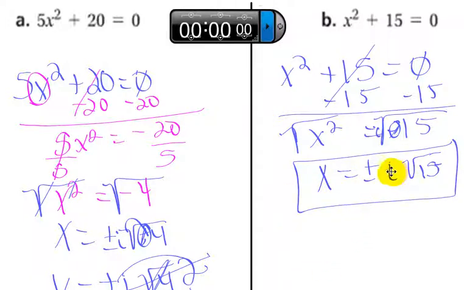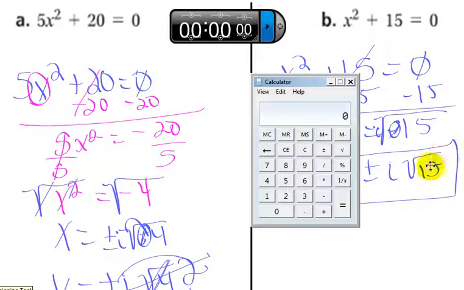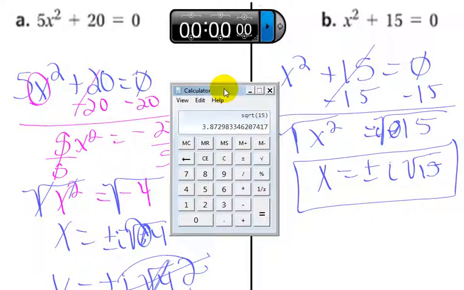Okay. If this was not in terms of a radical, you would have to get your calculator, take the square root of 15. Right, there it is, 3.8792, and add that. Look for that. 3.87i, positive and negative 3.87i.